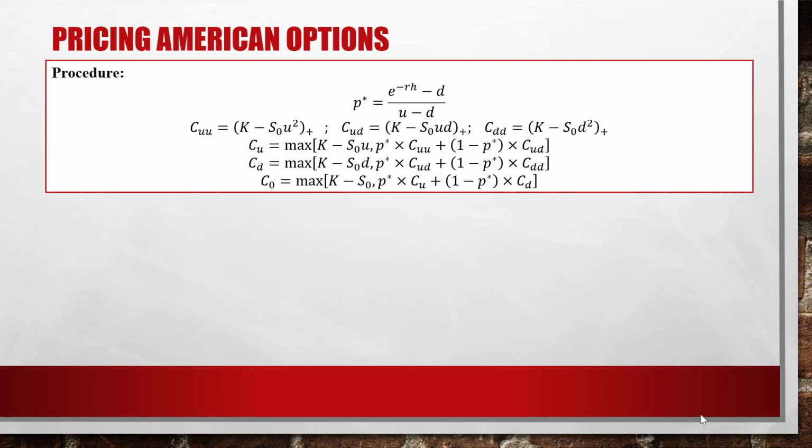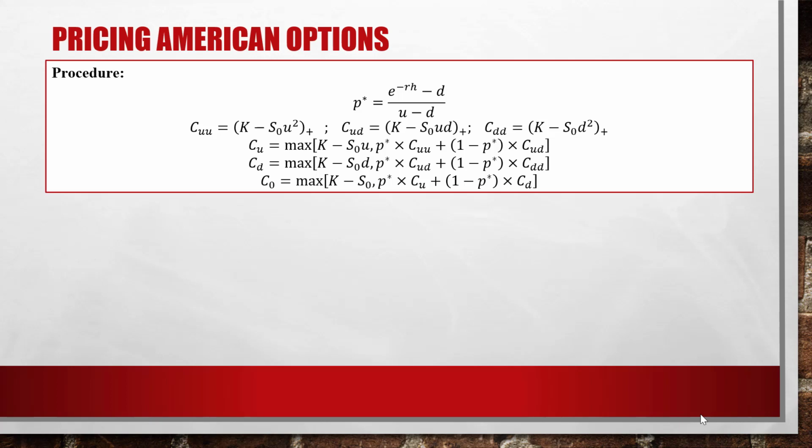Alright, so for American option, first we also have to calculate the probability of moving up, which is B star equal to (e^(rh) minus D) over (U minus D). Then for the end nodes, we calculate exactly the same as with European option. CUU is the positive part of K minus S naught U squared, CUD is the strike price minus S naught UD, positive part, and CDD is the strike price minus S naught D squared, positive part.